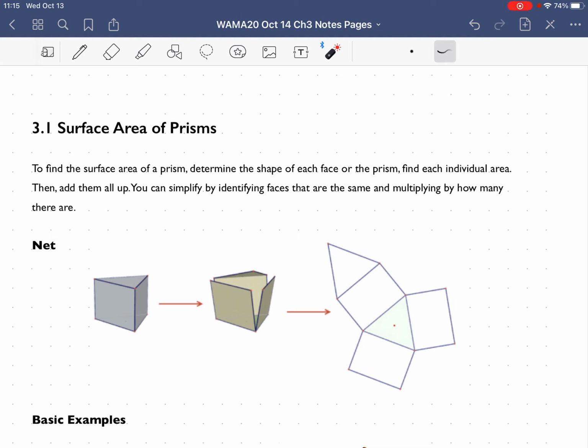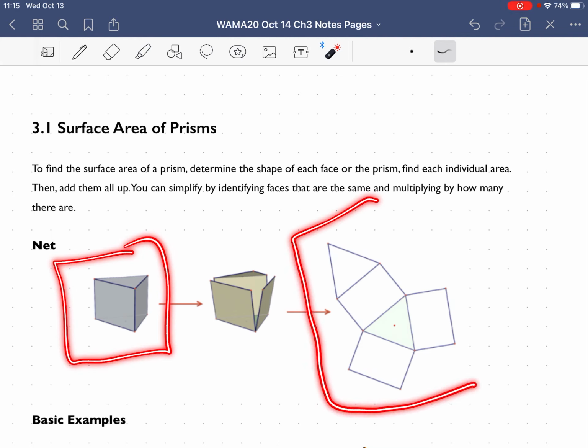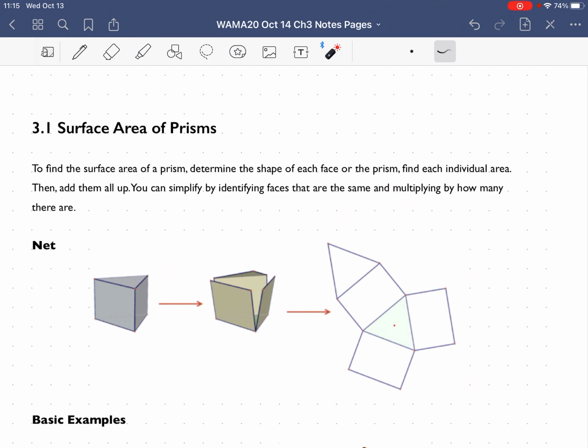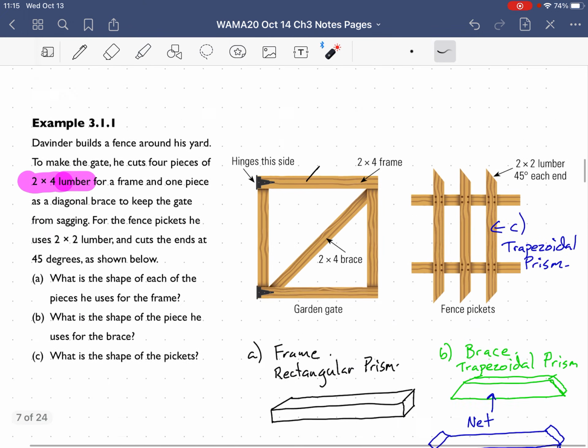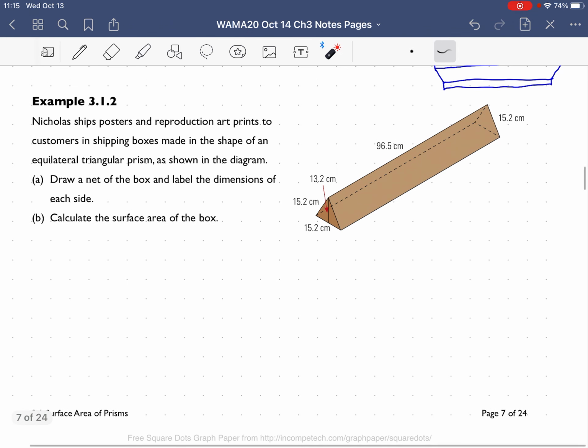All right, we're back with section 3.1, the surface area of prisms, where you need to take a 3D shape, break it down into a net, identify the area of all of the shapes, and add them up. It's nice when there's a shape like this and we get multiple areas that are the same. So let's head down to example 3.1.2.